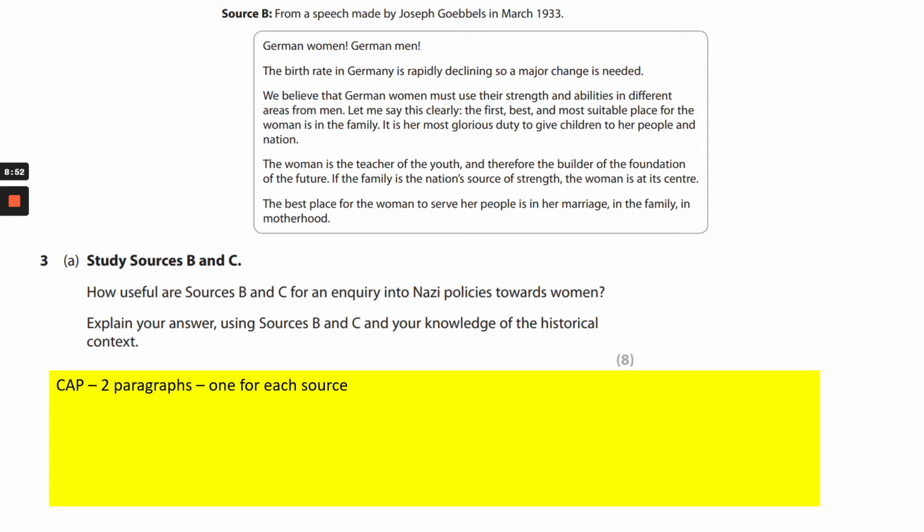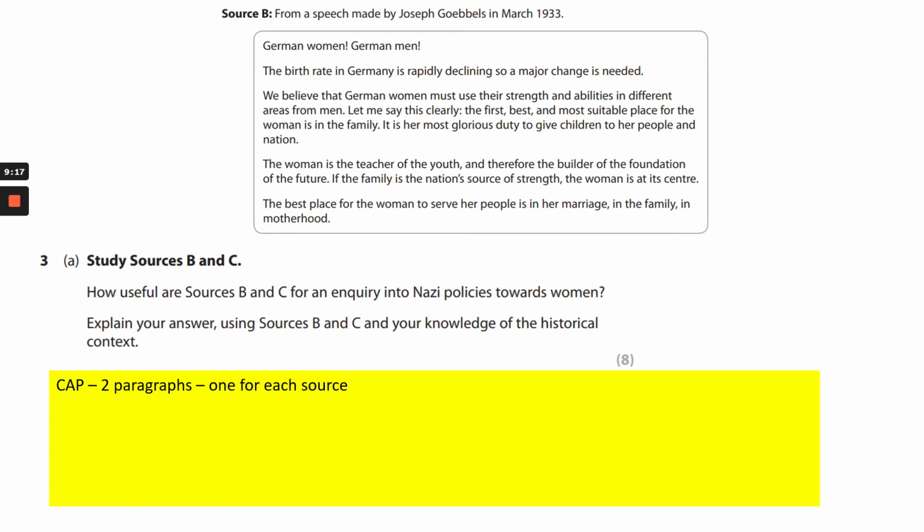How useful is source B? Well, source B is useful for inquiry into Nazi policies towards women because it focuses on women's role being at home. Super simple. Now I need a quote that suggests that that is what they thought was the role of women. And there's plenty of these. And it says here, it is her most glorious duty to give children to her people and nation.